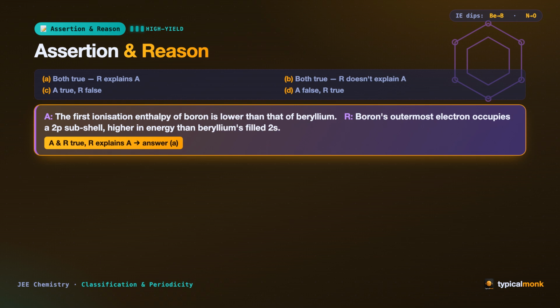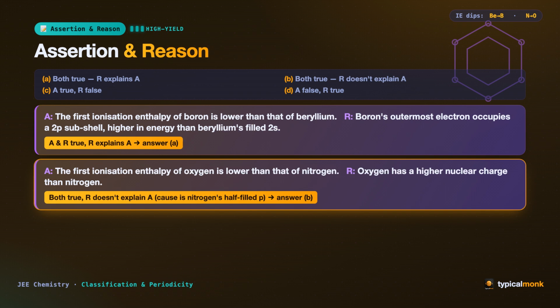First one. Assertion: the first ionization enthalpy of boron is lower than that of beryllium. Reason: boron's outermost electron occupies a 2p subshell, higher in energy than beryllium's filled 2s. Think like Sarah. Check each statement on its own, then check the connection. Both are true, and the reason explains the assertion perfectly. Option A.